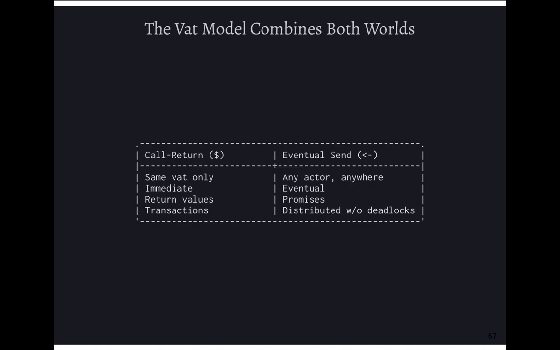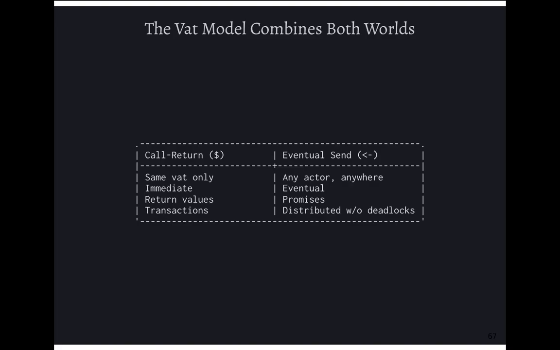But in the eventual send worldview, it doesn't matter where the actors are. You can send them anywhere. But in the call-return worldview, the response is what we call immediate, right? Once the operation and the execution is done, it will return to what we call its continuation, and whatever code is following it will be able to move ahead sequentially, right?